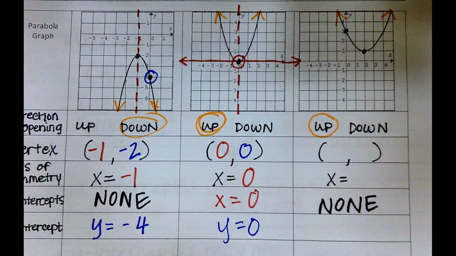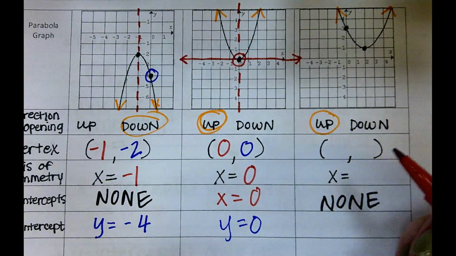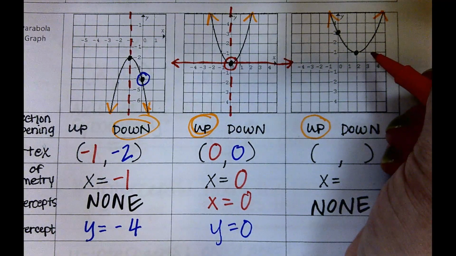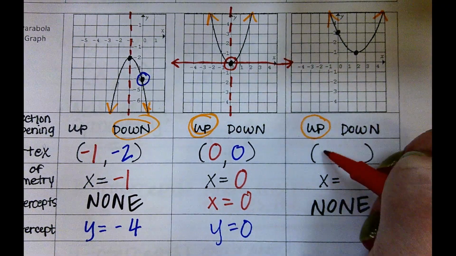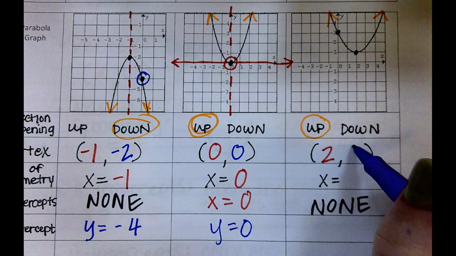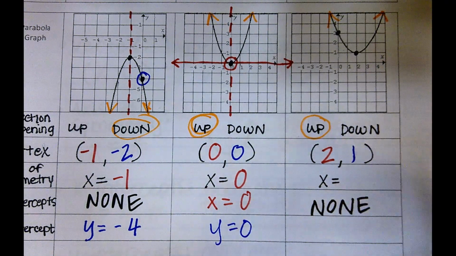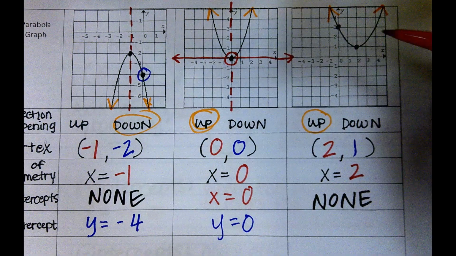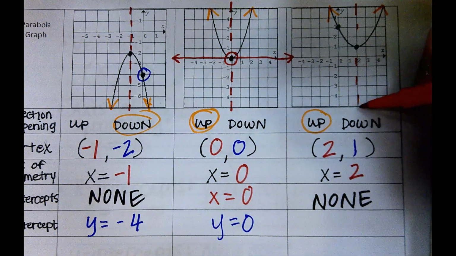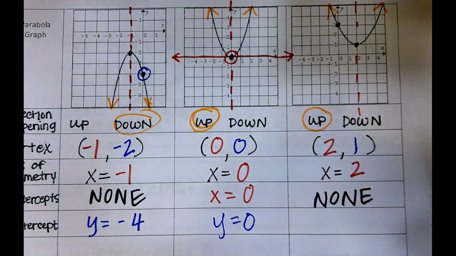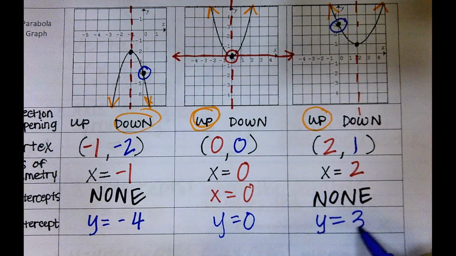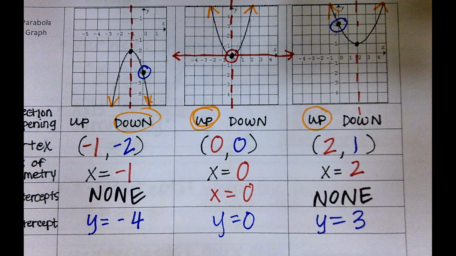Okay, last one. Who's got the last one, Shabri? I got 2 and 1. Perfect. 2 and 1 for vertex. Then the axis is x equals 2. Good. There are no x-intercepts. And then the y-intercept is 3. Good. Y-intercept is 3. Beautiful.